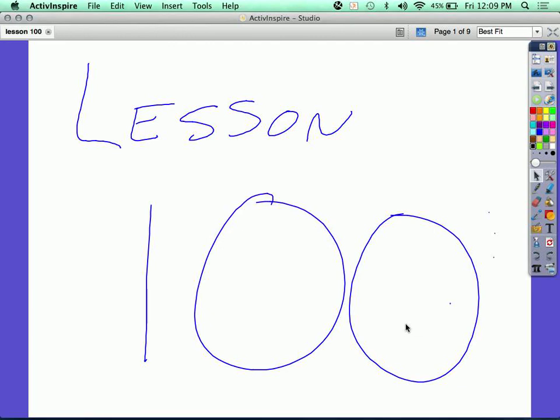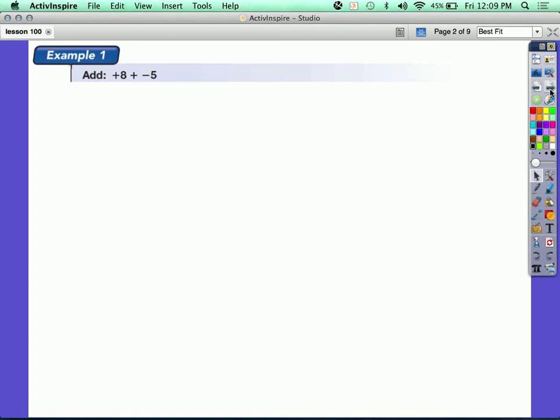For lesson 100, we are going to be talking about algebraic addition of integers. Remember, integers are positive and negative whole numbers, right? As well as 0. So, for example 1, it wants us to add a positive 8 plus a negative 5. Now, sometimes it's helpful to underline your numbers with their signs so that you know what the sign is in the middle.